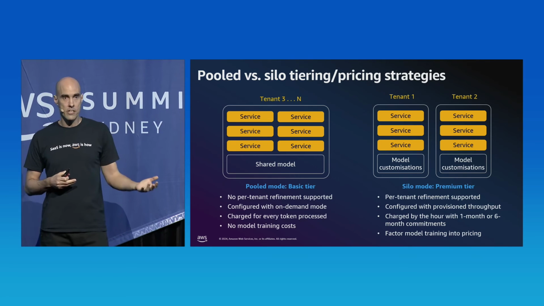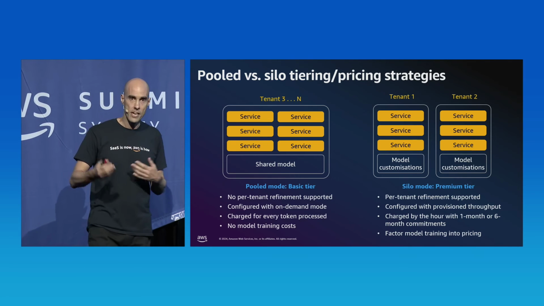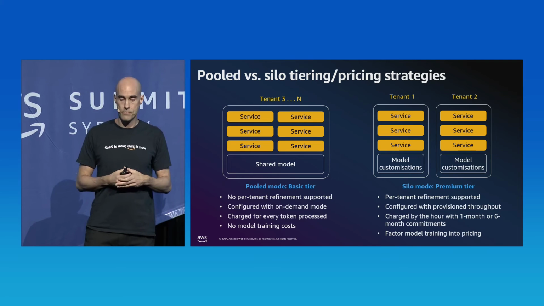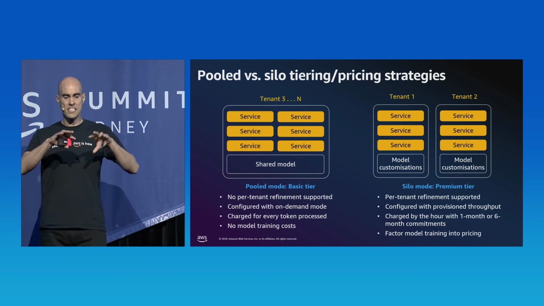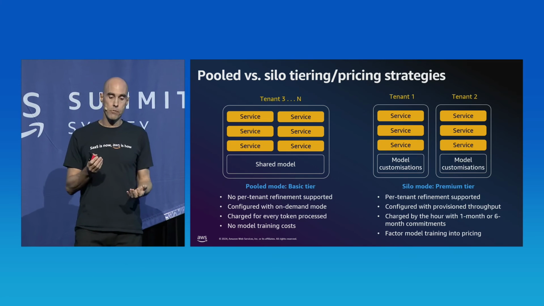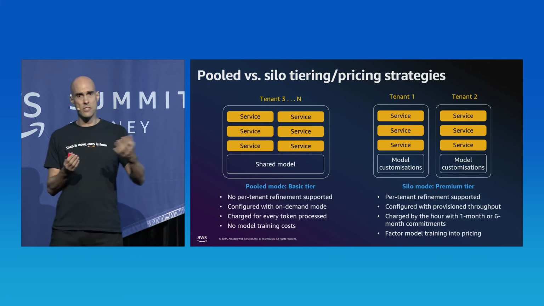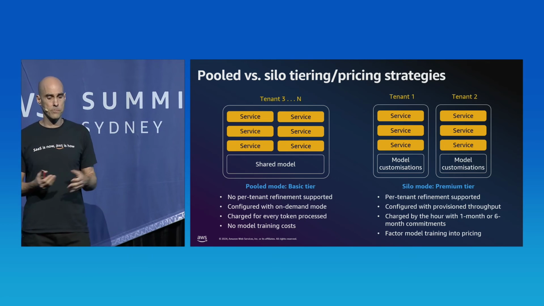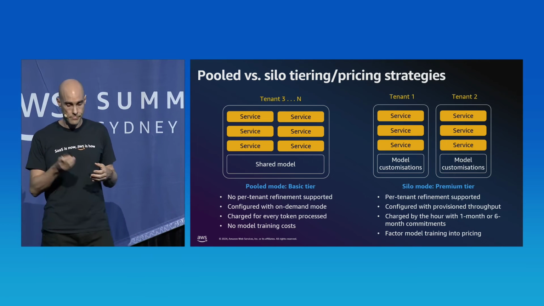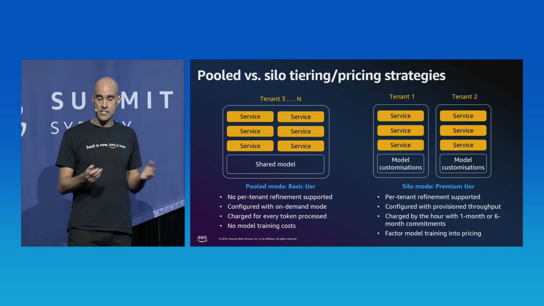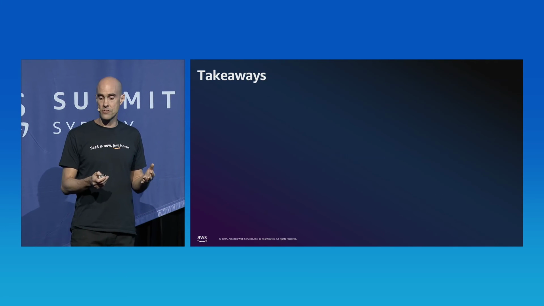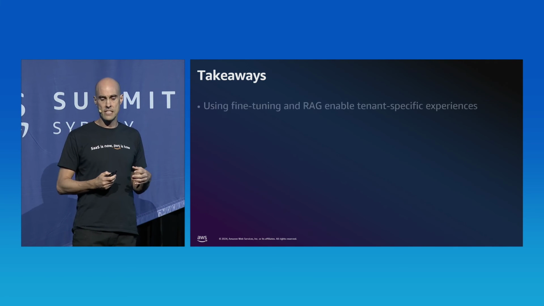You could do it per token in the basic tier, but maybe it's just an annual subscription on the premium tier. So you see here, it all kind of comes together: how you're deploying it, how you want to charge for these customizations, and providing that end service that differentiates that tenant experience. Okay, that's kind of it. I just wanted to hit those few things. I'll go through the takeaways here.